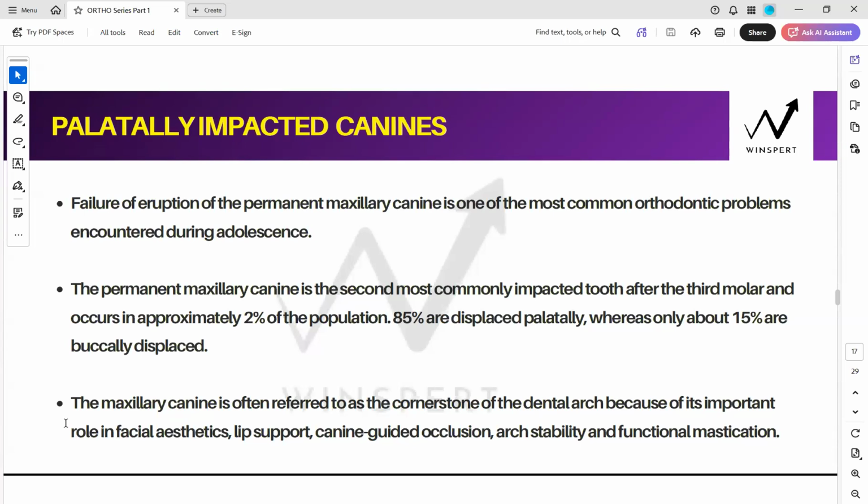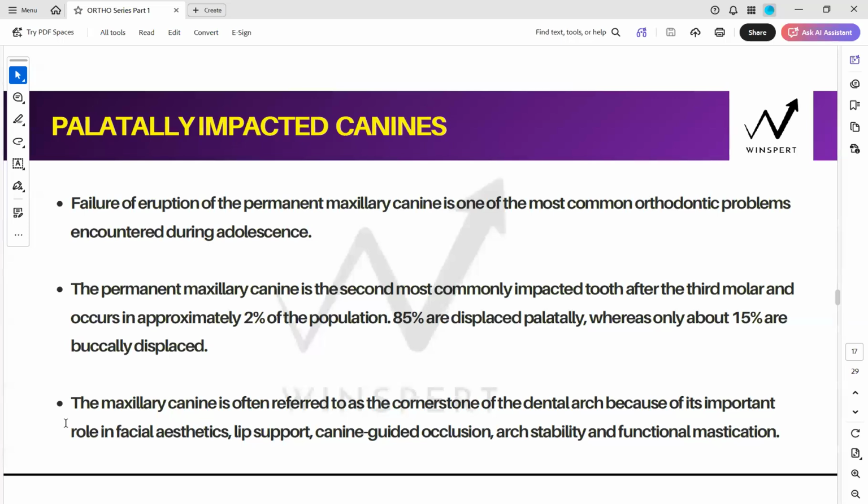Because it is the longest and most complicated path of eruption, it is the most susceptible to eruption disturbances. Now, the permanent maxillary canine is the second most commonly impacted tooth, after third molars. Can you also memorize this concept? It is a direct exam question.